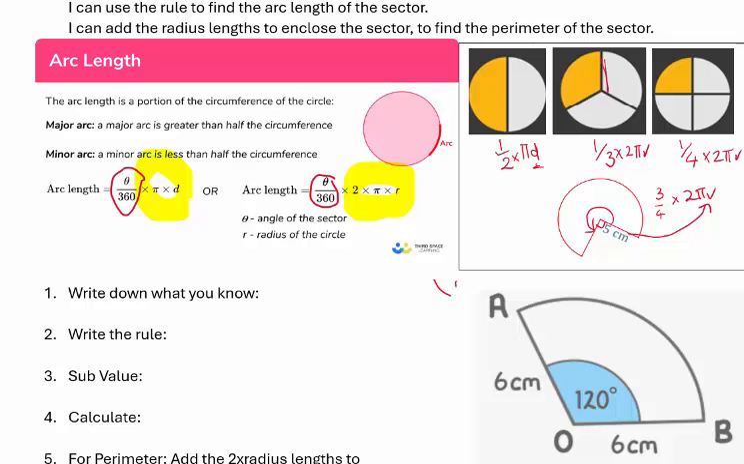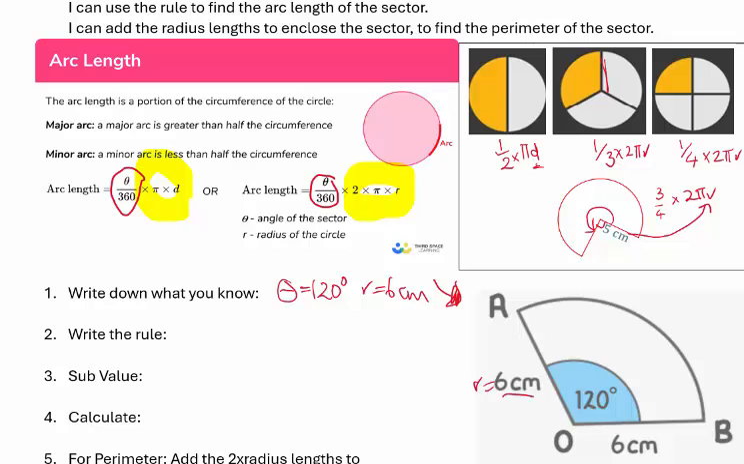So I'm going to be looking at this sector here. Write down what we know. I know that the angle, and that's just what that little bit there means, angle is 120 degrees. Make sure you read the question because it can sometimes say the major sector or the minor sector. So my radius is 6 centimeters, so we write down what we know.